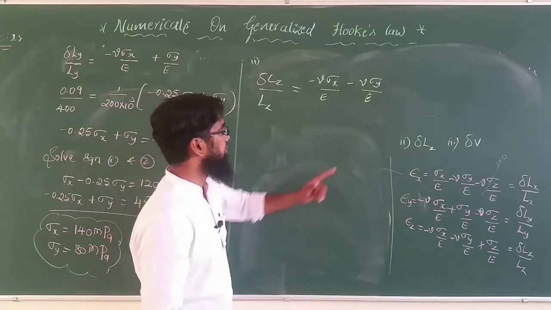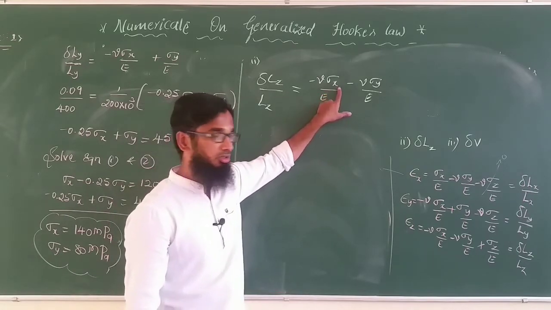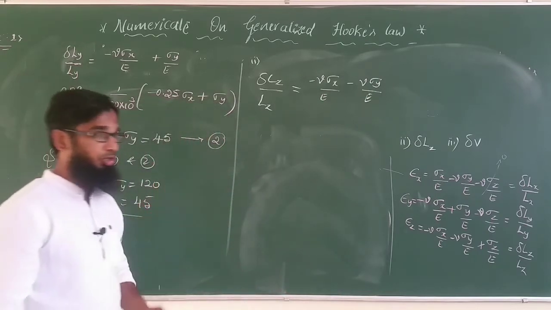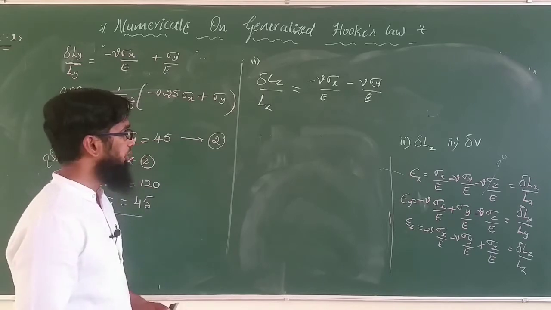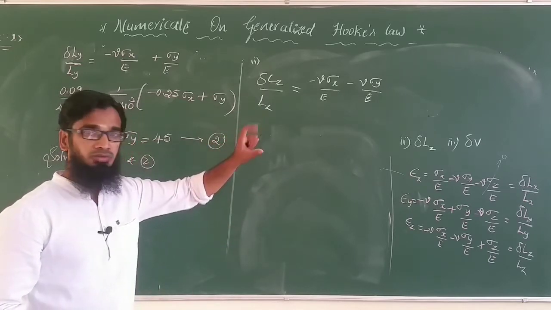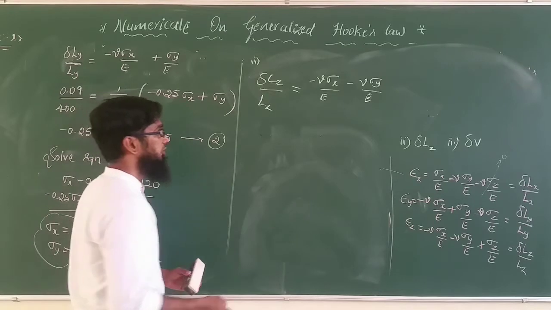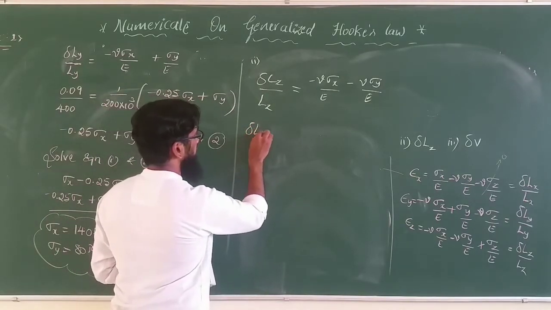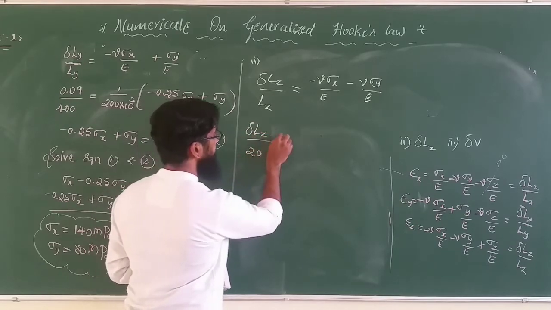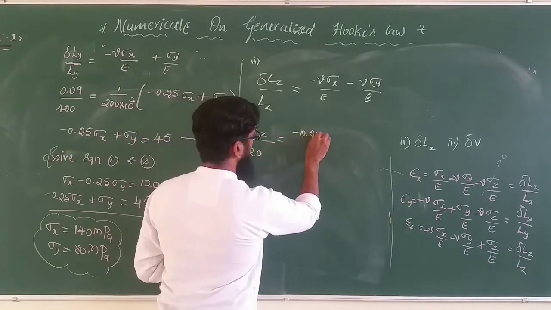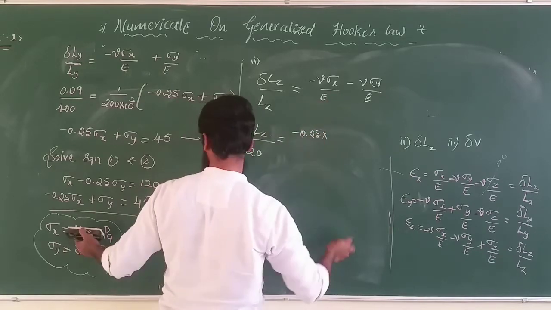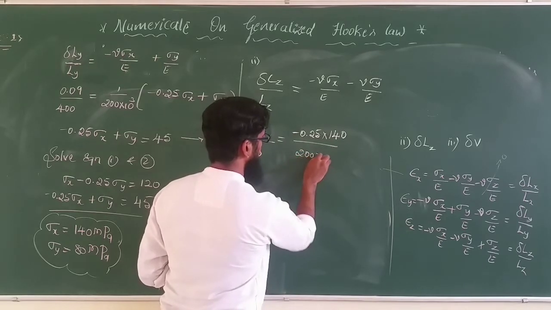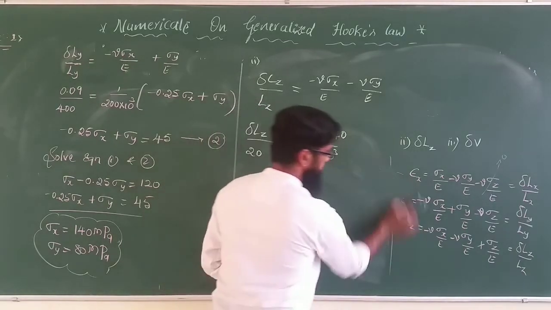Now we have already calculated sigma x is equal to 140 megapascal and sigma y is 80 megapascal. Poisson's ratio is 0.25 and Young's modulus is 200 into 10 power 3. So this Lz is the thickness of the member, that is 20 mm. You just simplify, and we will be getting delta Lz, the change in thickness of the member. So delta Lz is equal to 20 mm times minus 0.25, sigma x is 140, over 200 into 10 power 3, you can take here. I will just remove this part also.